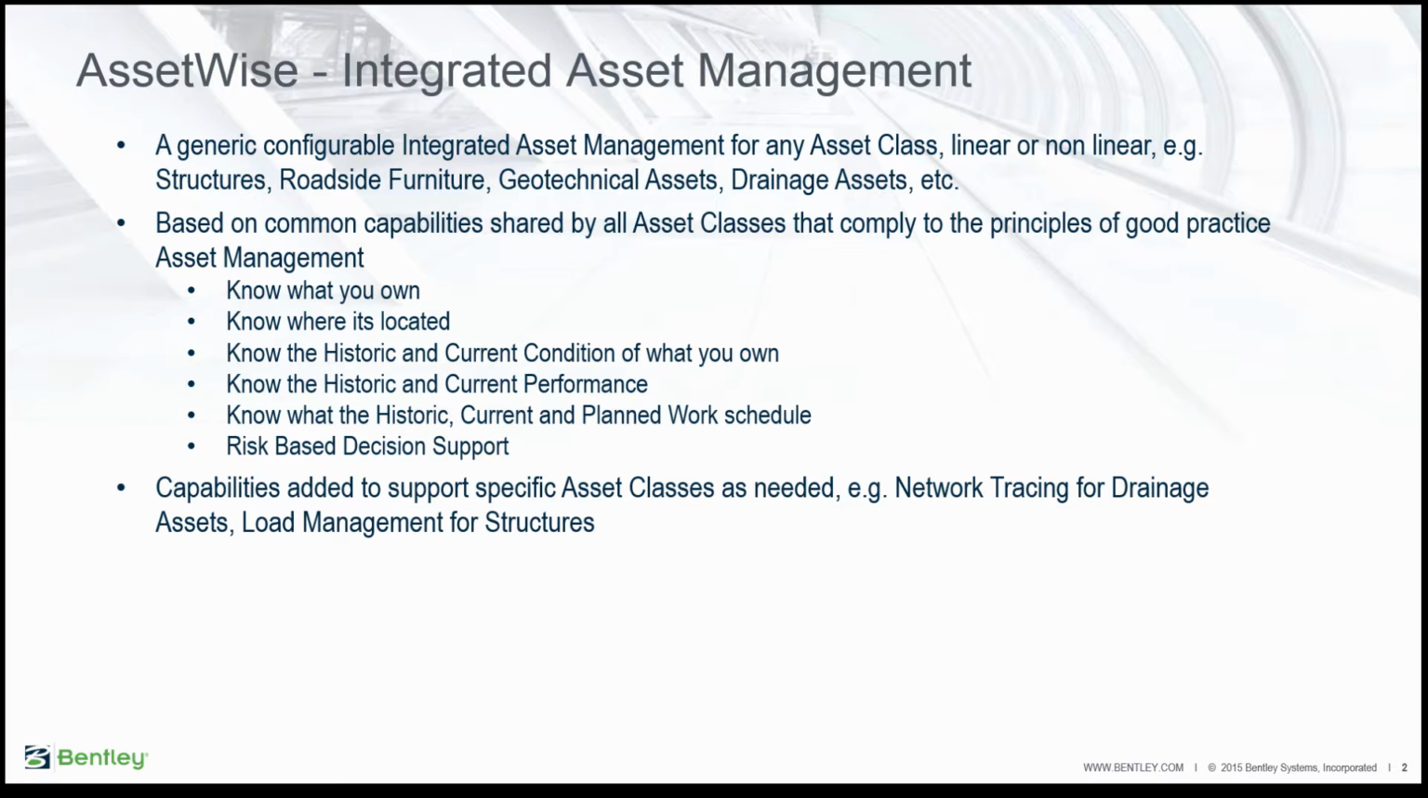AssetWise is a generic, configurable, integrated asset management system for any asset class, whether it's linear or non-linear. For example, structures, roadside furniture, geotechnical assets, drainage assets, or any other asset class typically managed within the transportation arena. It's based on common capabilities shared by all asset classes that comply to the principles of good practice asset management.